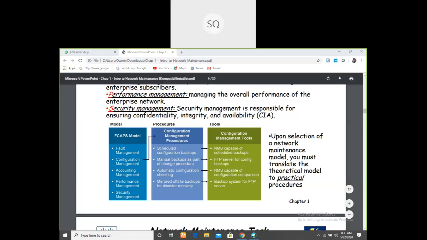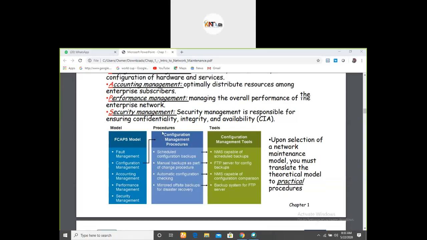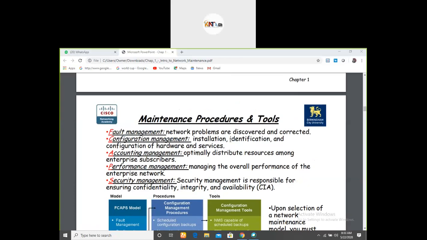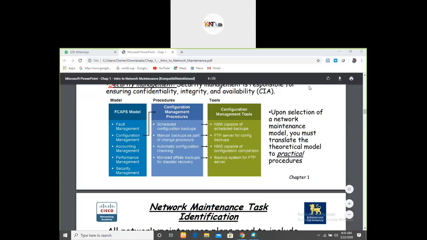Upon selection of a network maintenance model, you must translate the theoretical model to practical procedure. These are all theoretical models, and if you select a particular model or methodology, you have to apply it on the ground.